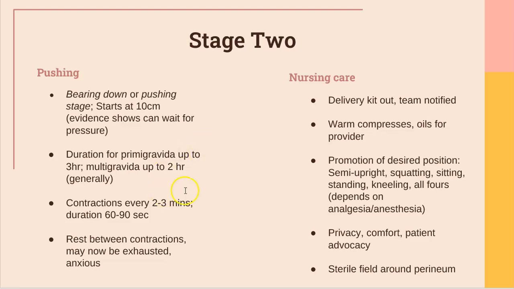These are generalities. In general, while she's pushing, she's going to contract about every 2 to 3 minutes. They're going to be 60 to 90 seconds long. They're going to be very strong. You're going to encourage her to rest between contractions because she can really possibly be exhausted and anxious.